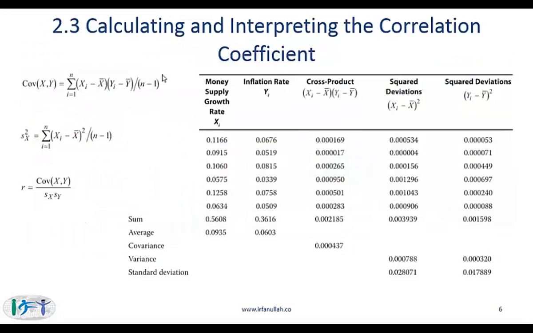Okay, next, this is something you've seen at level 1, but it is part of your level 2 learning objectives. How do you calculate the correlation coefficient, and then how do you interpret it?